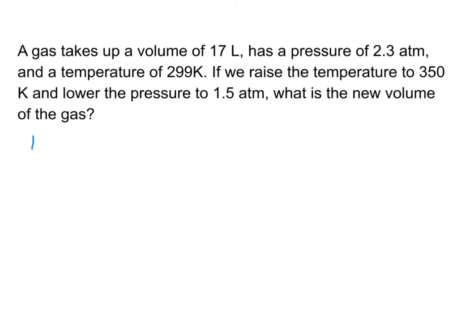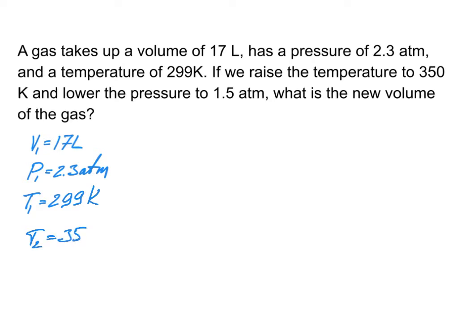A gas takes up a volume of 17 liters, has a pressure of 2.3 atmospheres, and a temperature of 299 kelvins. If we raise the temperature to 350 kelvins and lower the pressure to 1.5 atmospheres, what is the new volume of the gas? Now, pause this video and solve this problem yourself. Then unpause this video and see if you have the same result as me.